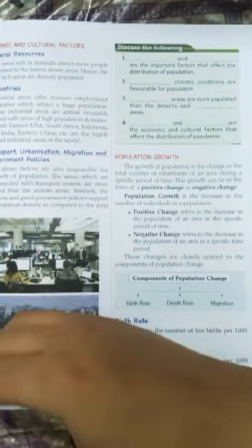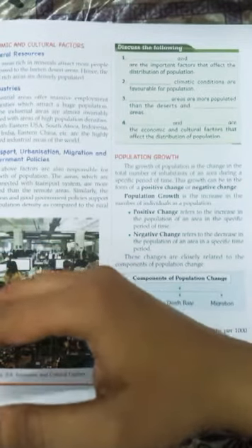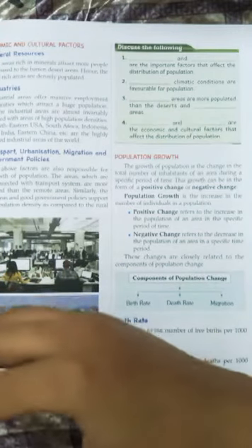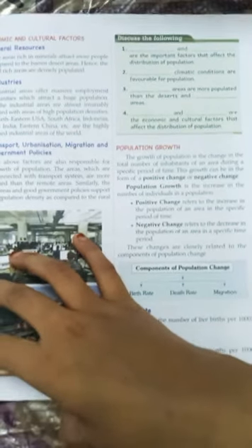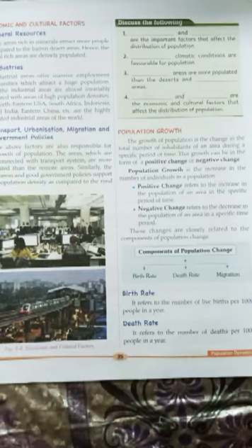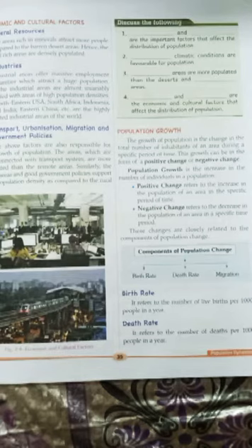If the population increases after a specific time, we can say that there is a positive change in population, or if there is a decrease in population, we can say that there is a negative change in population. There are three components which affect the population, and these are birth rate, death rate, migration.